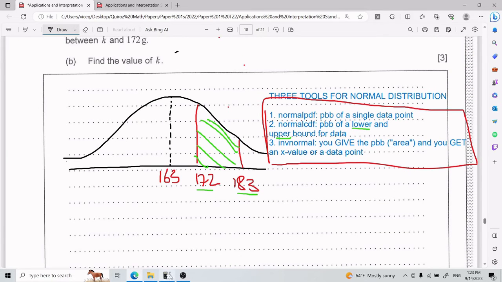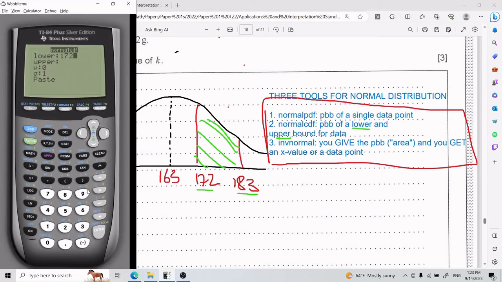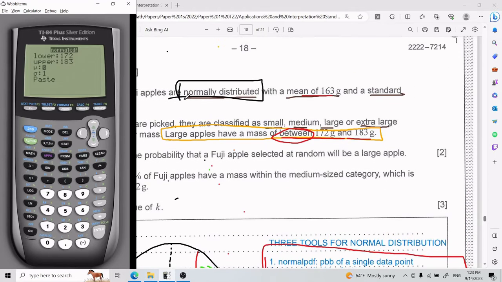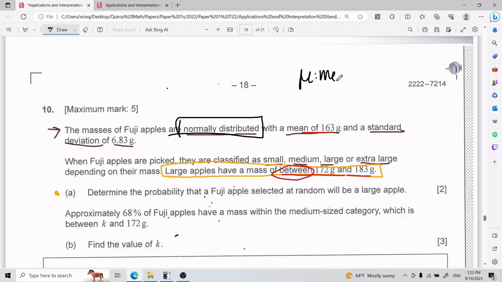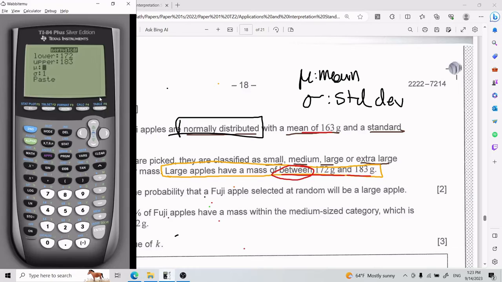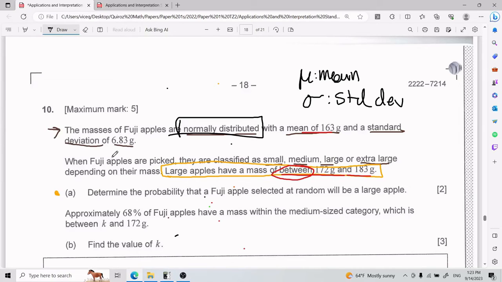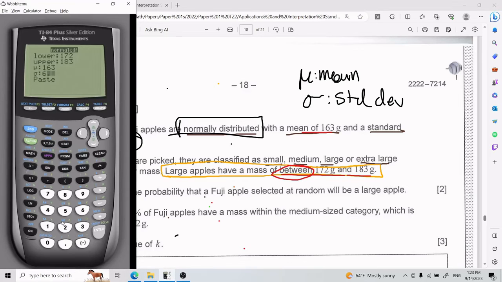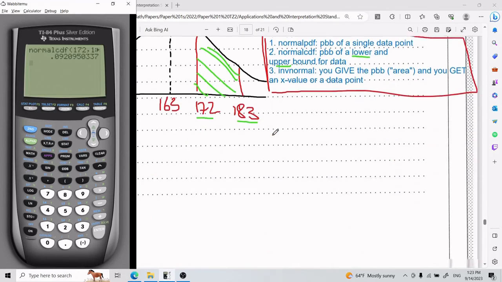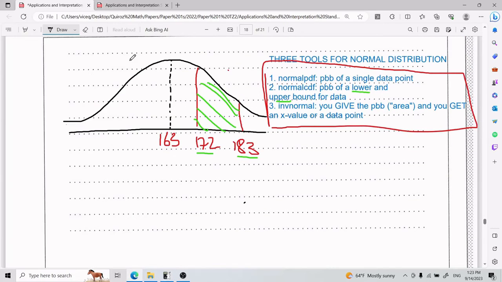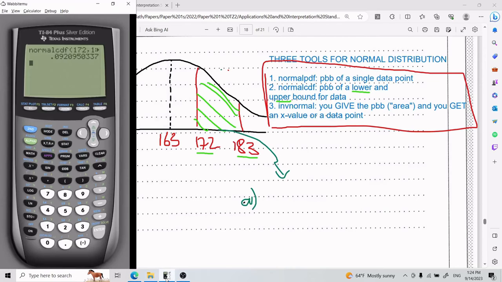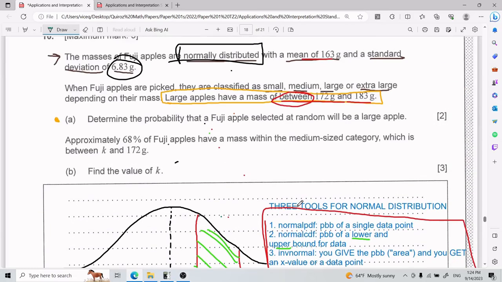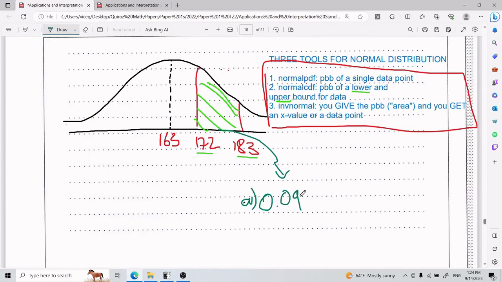For part A, we're going to say that the lower is 172, the upper is 183, and this symbol here, the fancy U that I mentioned earlier, is your mean, okay? Fancy U is mean. And the other one that looks like that is standard deviation. And so following that idea, your mean is 163, standard deviation is 6.83. Paste, and it gives me that. See? So, well, my graph is clearly not drawn to scale, but the answer for part A is 0.09209.